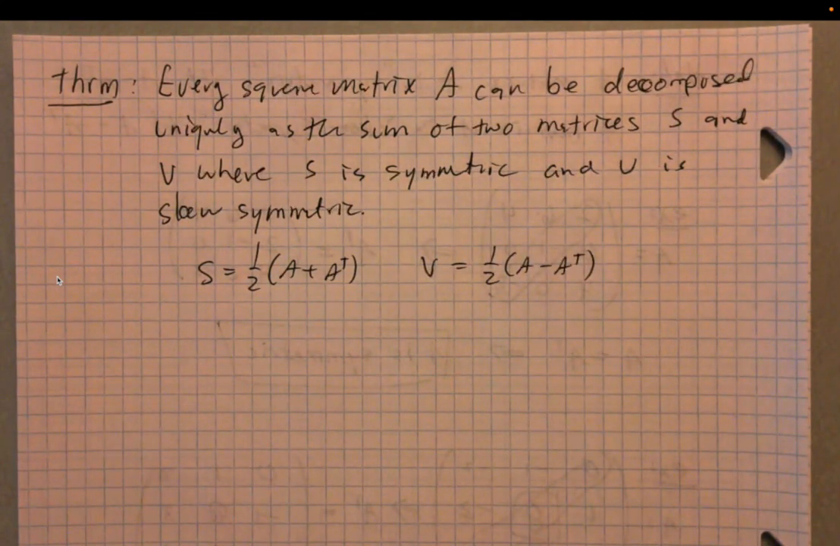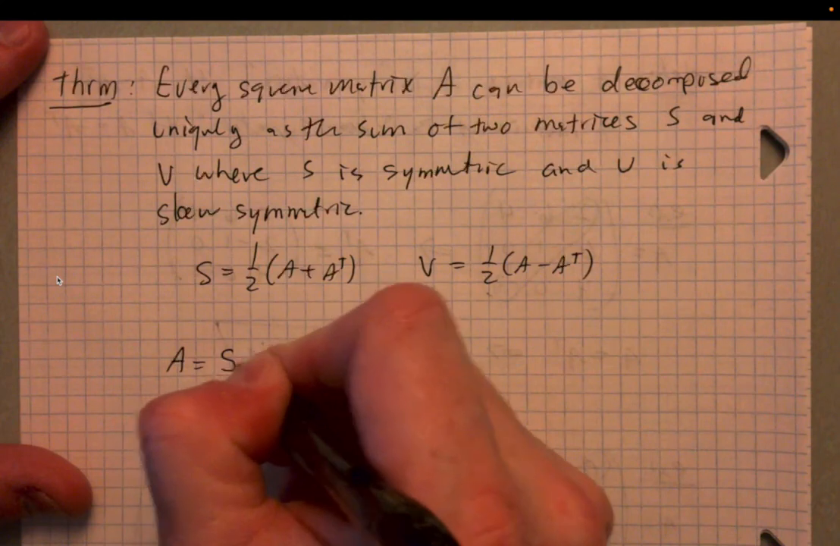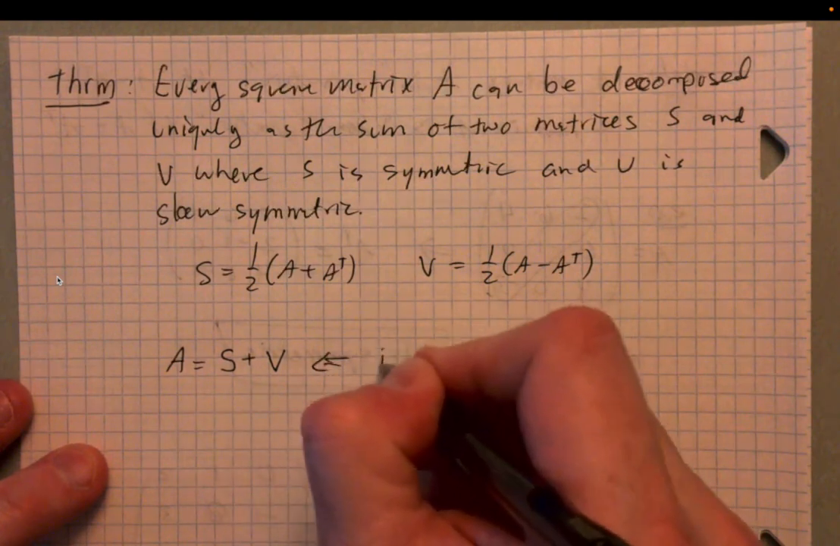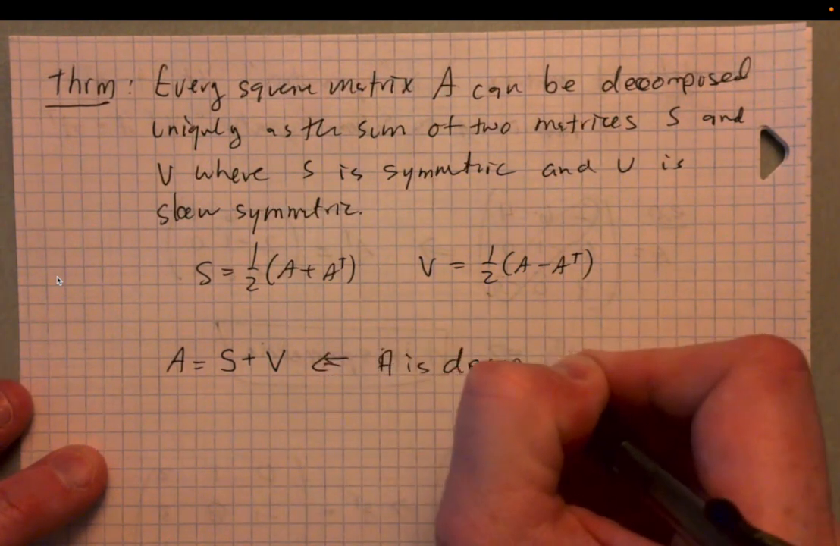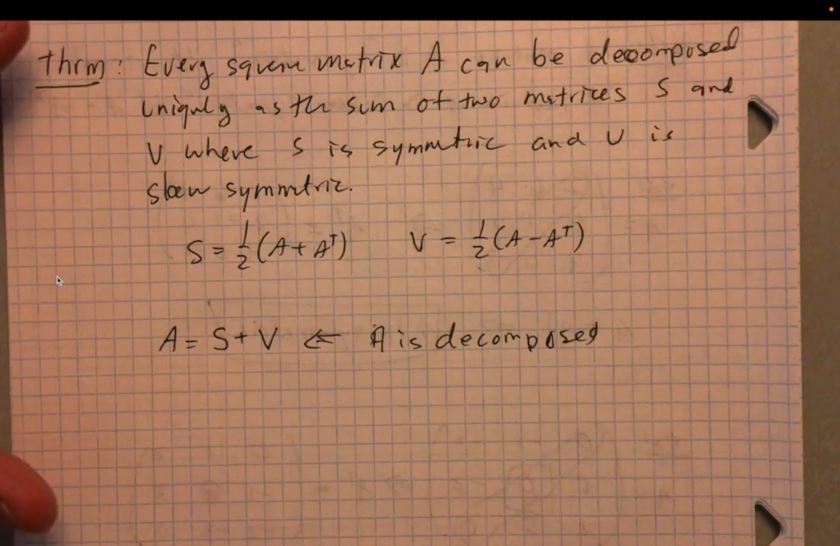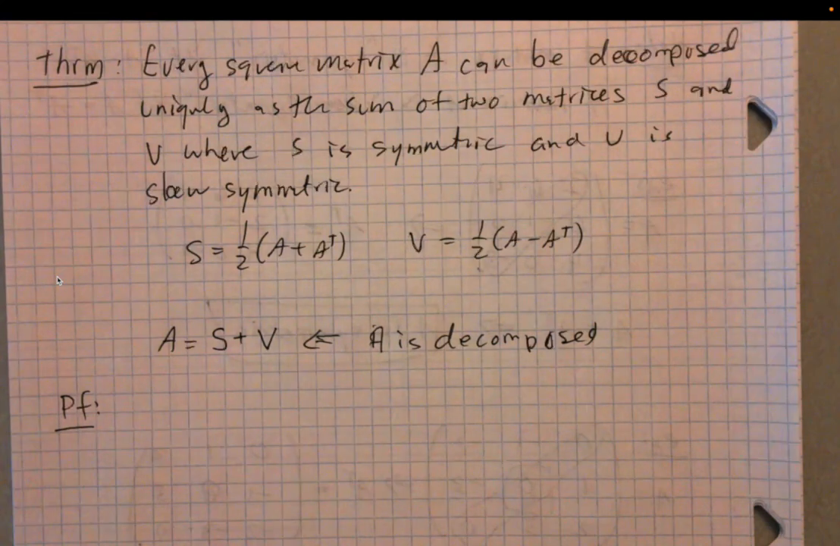And so what does it mean for us to say that A can be decomposed? Well, what it means is that A is equal to S plus V. So A is decomposed. That's what we mean by decomposed in this sense. We can pull it apart. We can rewrite it in a particular form. Let's prove this theorem. This is an interesting one, and then we'll do an example. It's a nice, relatively simple proof, but a little bit more involved than what we've seen.